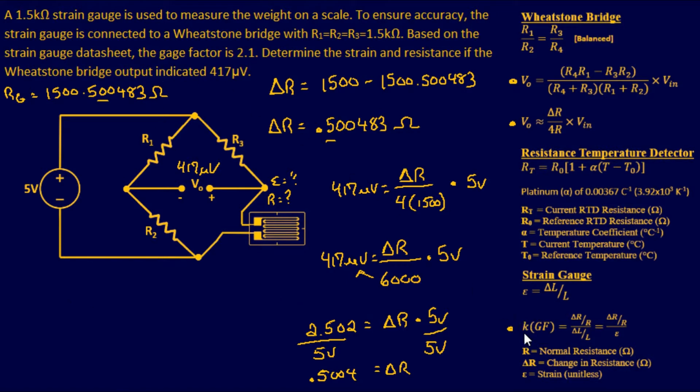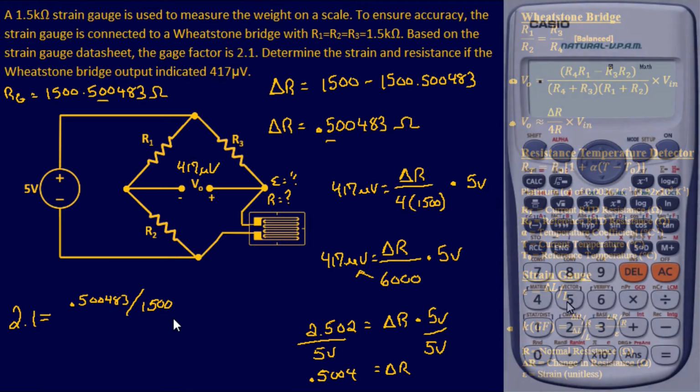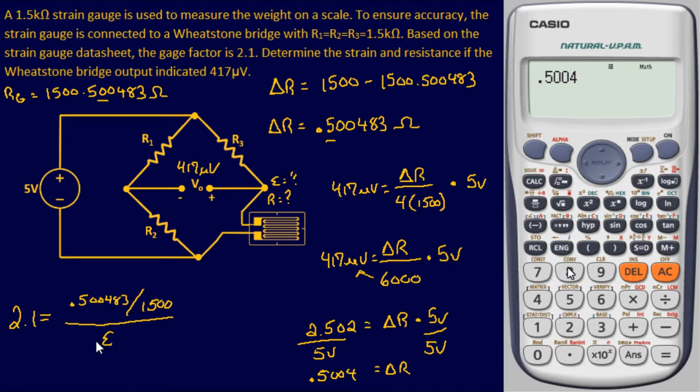Now our gauge factor, which is right here, it's also considered K, is 2.1. And this is usually given by most of your data sheets. That's not something that you have to usually find out. Okay, that's going to equal. And then I have my difference in resistance. So we're going to say 0.500483. And this is divided by R, again, 1500 if it was balanced, and then divided by your strain. Well, we don't know what the strain is, that's what we want to find, so all I'm going to do is a little bit of algebra and swap those two around.